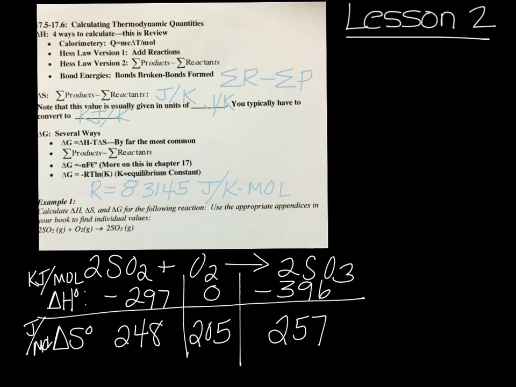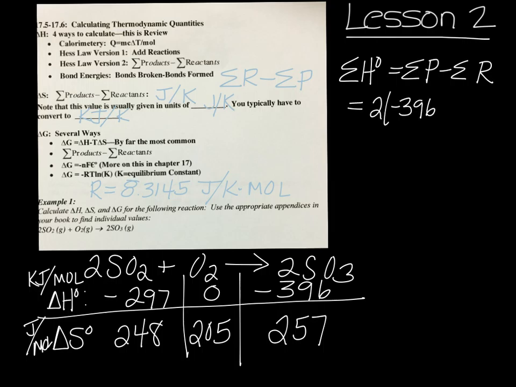So let's look at delta H first. If I'm solving for delta H naught, remember it's going to be sum of the products minus sum of the reactants. So sum of P minus sum of R. So I'm going to have 2 times negative 396 minus 2 times negative 297.